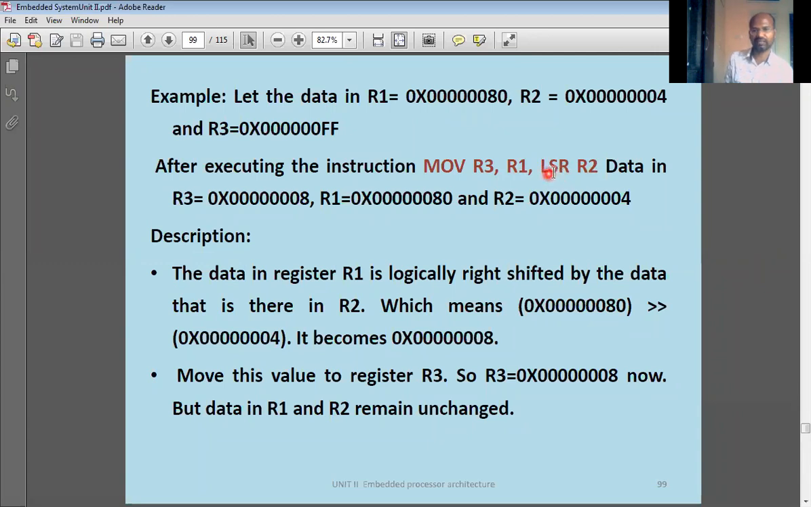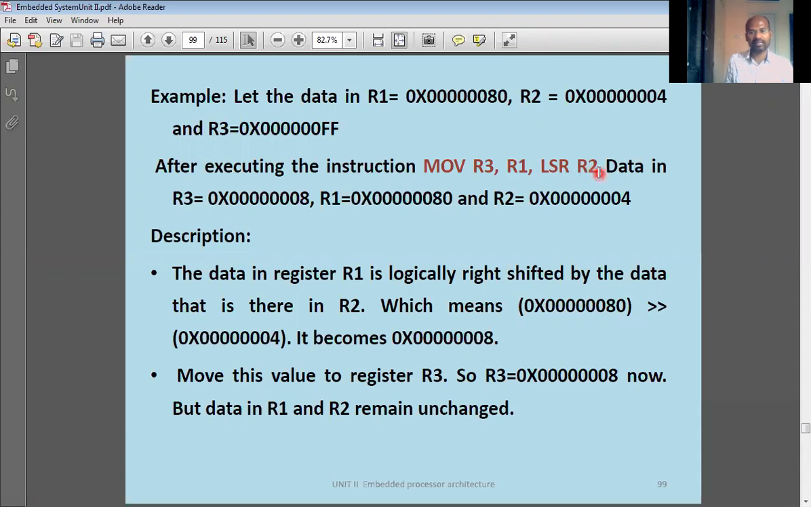Is it left shift? No, logical shift right. Sorry, logical shift right. So logical shift right by the contents of R2. When you execute this instruction, the data present in R1 is logically shifted right by that much.